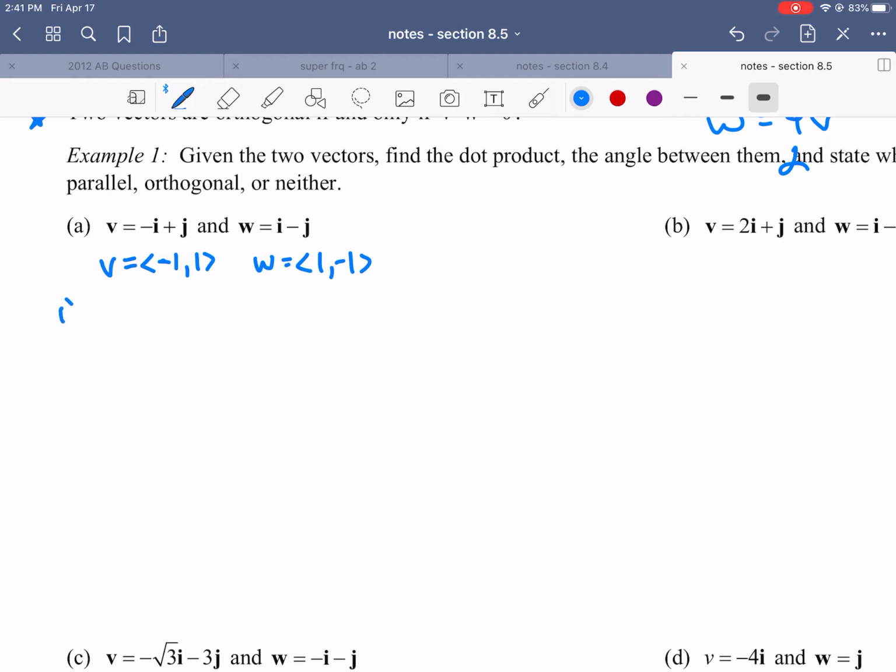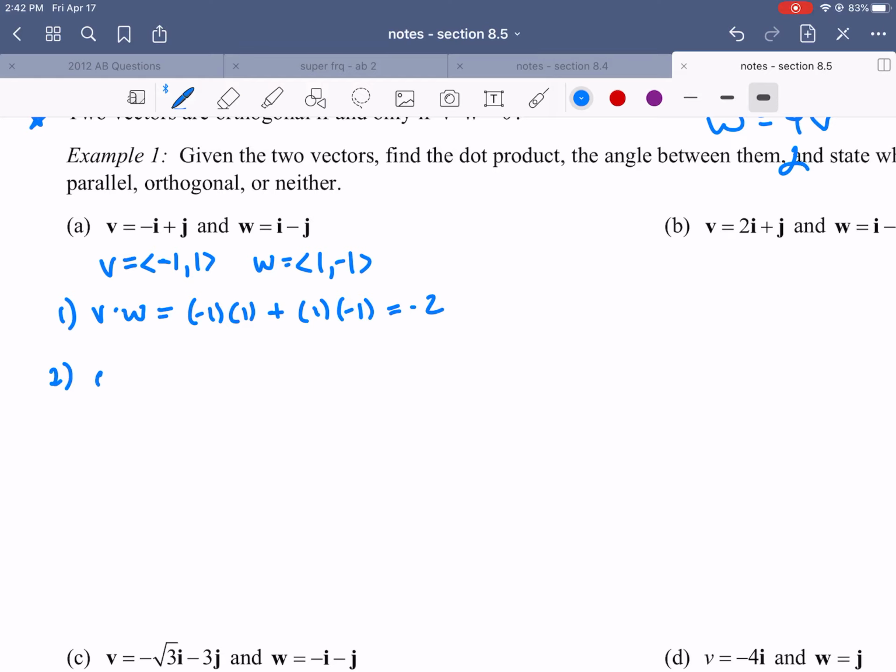The first thing we want to do is find the dot product. For v dot w, we multiply the first components together, -1 times 1, and then add the product of the second components, which for v is 1 and for w is -1. When you calculate that, you get not 0, but -2 for your dot product.